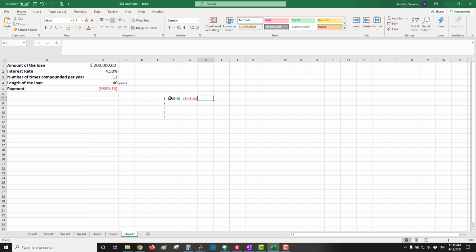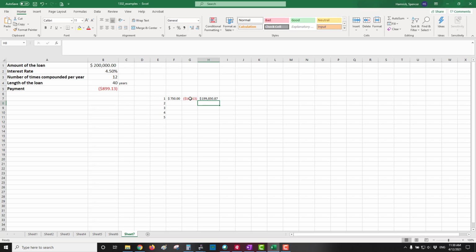So here in this cell, I'm going to take $200,000 and add this negative number, which is like subtracting it. So now I owe $199,850.87. So that wasn't that much of a time savings, but now the next month I'm going to take 4.5% divided by 12 and multiply that times the current amount I owe, which is this $199,850.87.